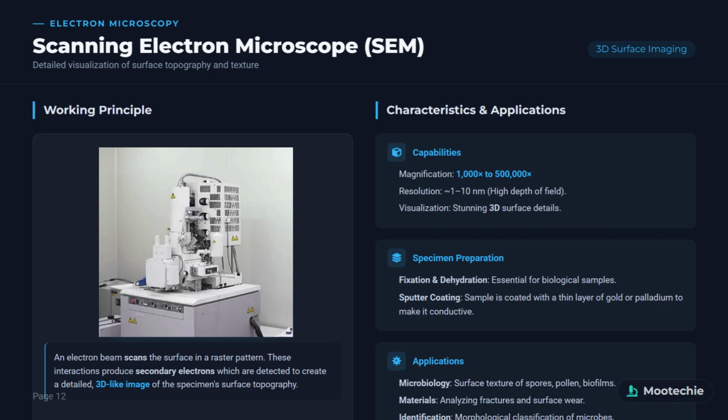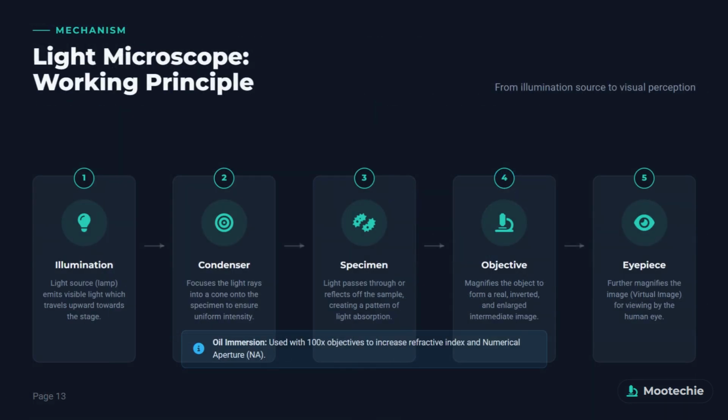Now let's break down how a basic light microscope works. This slide walks through the mechanism step by step. First, the illumination source provides light. Second, the condenser lens focuses that light into a cone onto your specimen. Third, light interacts with the specimen. Some passes through, some is absorbed. Fourth, the objective lens captures this light and creates a magnified real image. Fifth, the eyepiece lens magnifies that image again for your eye.